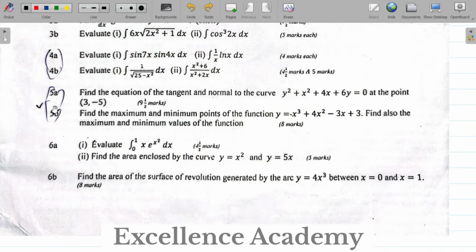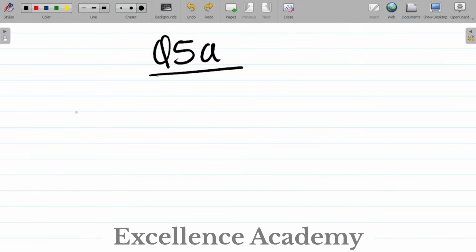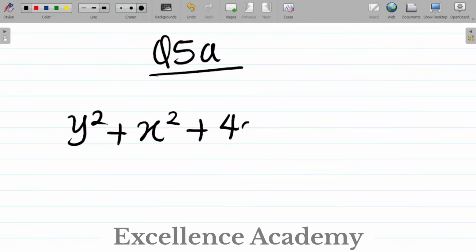Okay, so let's look at question 5a. Question 5a says, find the equation of the tangent and normal to the curve y squared plus x squared plus 4x plus 6y equals 0 at the point (3, minus 5). Now let's write this down first. So solution, question 5a. We were given y squared plus x squared plus 4x plus 6y equal to 0.